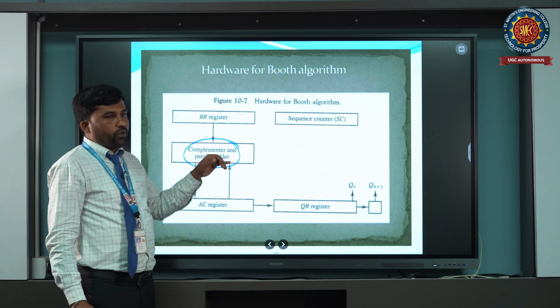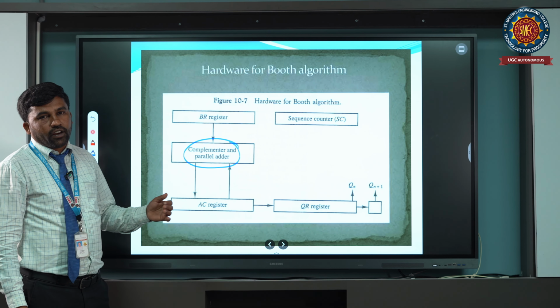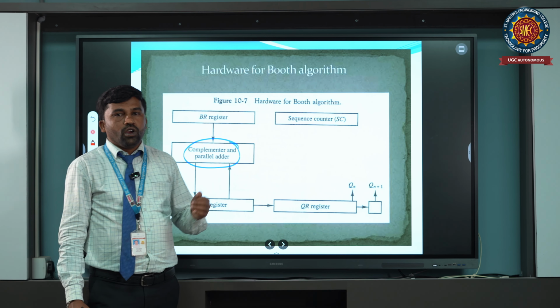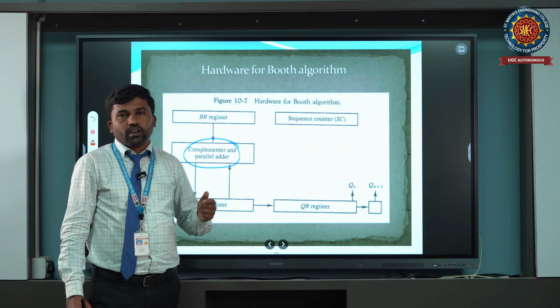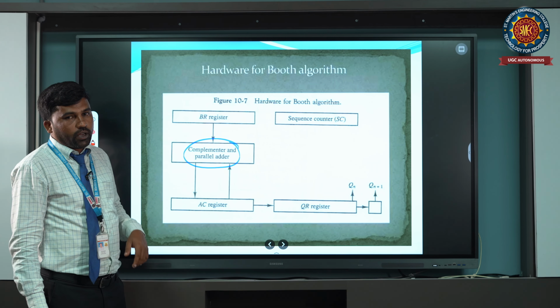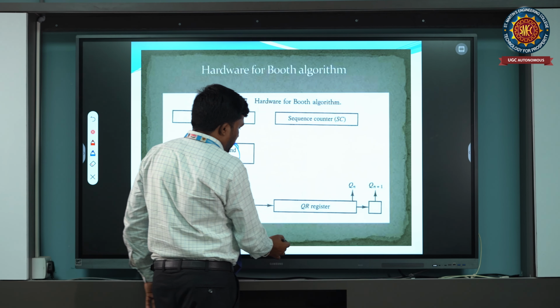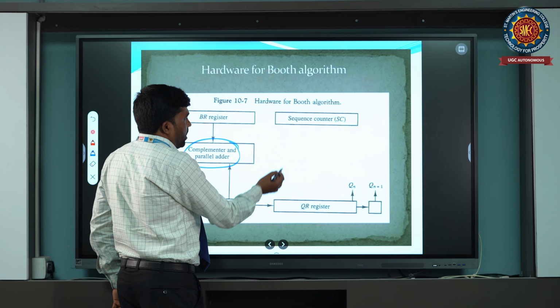So why are we taking the complementer here? Because we can do the 2's complement. Signed magnitude data means signed magnitude, 1's complement and 2's complement, because here we are taking negative numbers. That's why we are using the Booth multiplication algorithm. The sequence counter counts all the sequence bits and does the process.